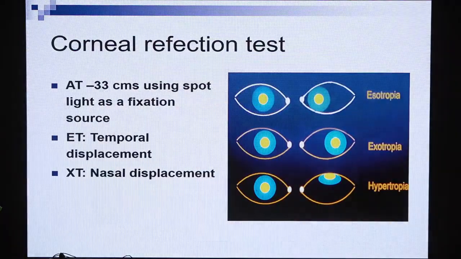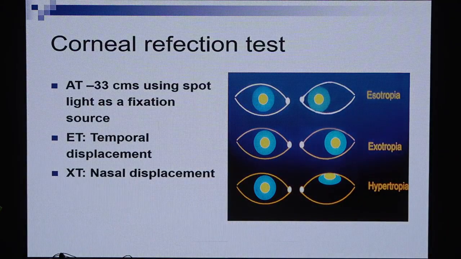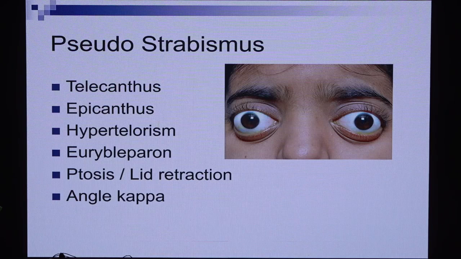I'll skip this for paucity of time. So the Hirschberg test, most of us do in our daily OPD. What we do in this is, at 33 centimeters, you shine the torchlight and look at the centration of the reflex. If it is nasally placed, it indicates an exotropia. If it is temporally placed, it indicates an esotropia, and similarly for hyper- and hypotropia.